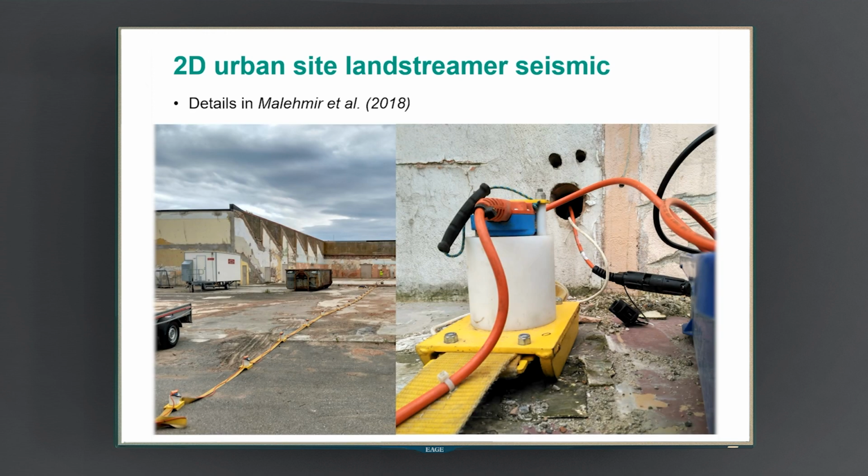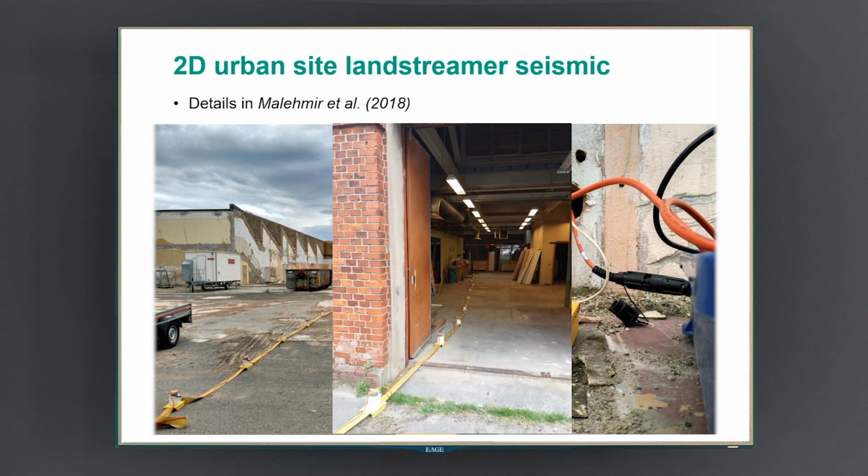This is an example of one of the more difficult seismic lines, and this is where the versatility of the seismic landstreamer comes into play, where we can see the seismic landstreamer coming out from a hole in the wall and extending the line from the other side. And this is the beginning of this line, where the landstreamer is located and goes through a warehouse.